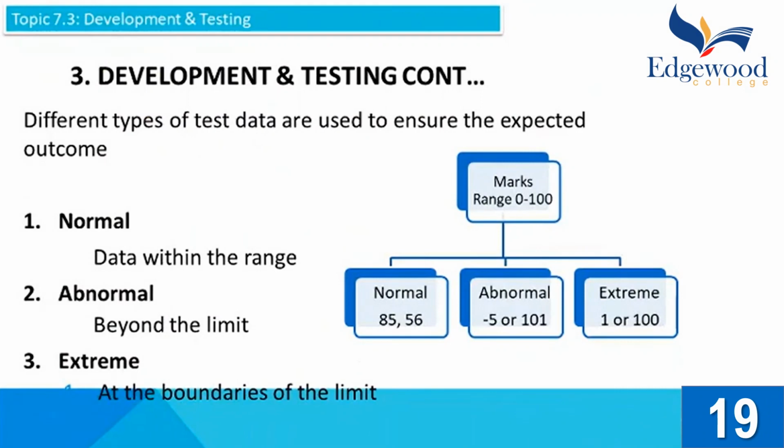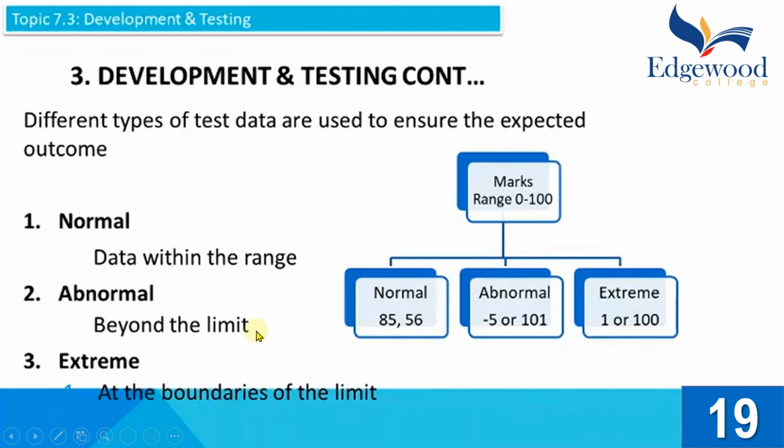One way we can carry it out is through the different types of tests, and they are used to ensure the expected outcome. We have the normal test, the abnormal test, and the extreme test. For the normal test, the data is within the acceptable range. They are acceptable, valid, and have an expected outcome. For example, in the range of 0 to 100, the normal could be 85, 56, 74, 34. These are normal.